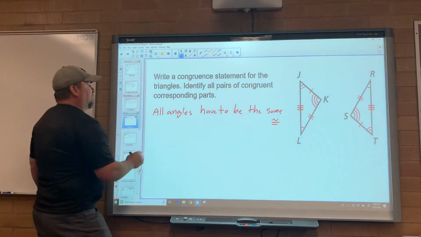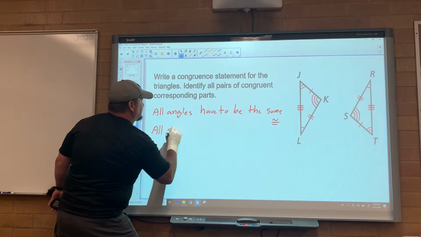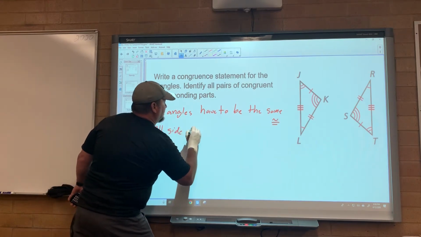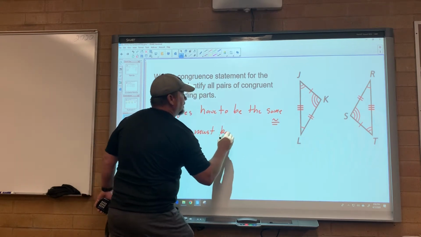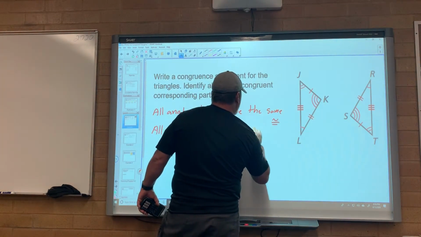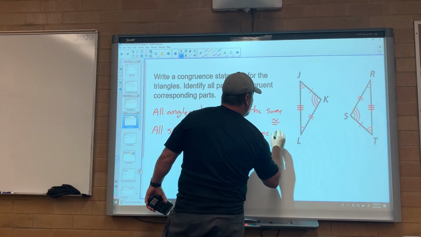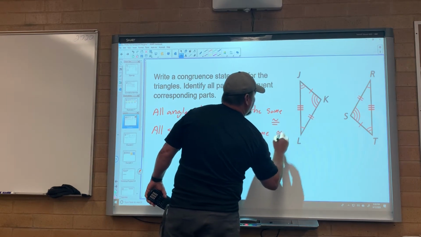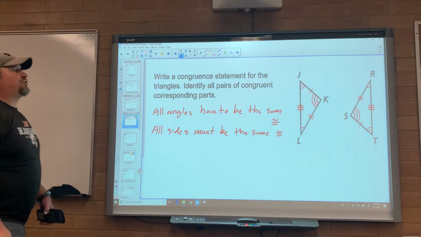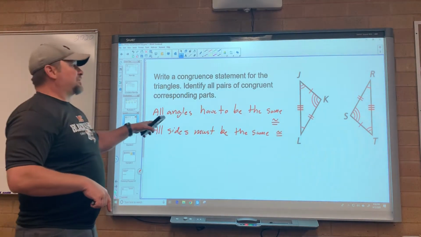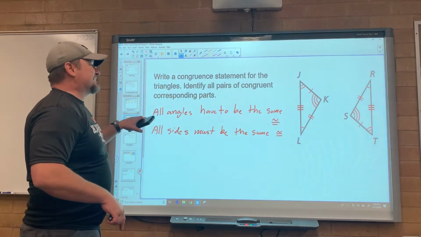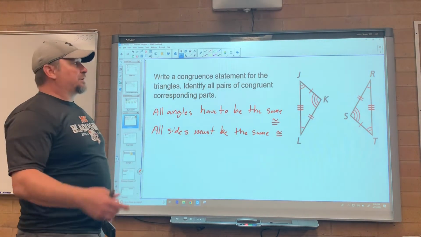The second thing: all sides must be the same. That means congruent. So 2 shapes are congruent if and only if all their angles are exactly the same and all of their sides are congruent, or the same.